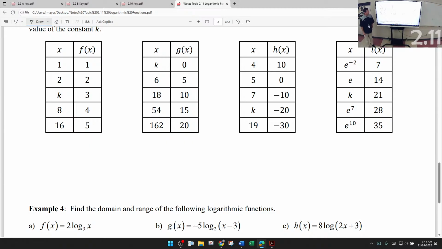Find the values of k that make it a constant. This goes 1, 2, 3, 4, 5. This goes 1, 2, k, 8, 16. 16 divided by 2 is 8. 8 divided by 2 is 4. 4 divided by 2 is 2. 2 divided by 2 is 1.